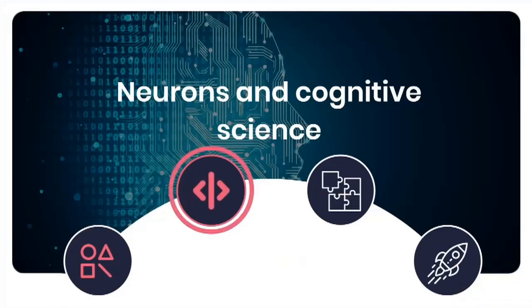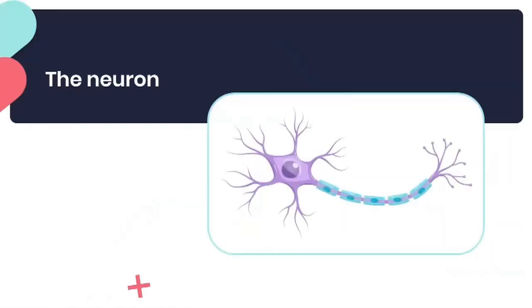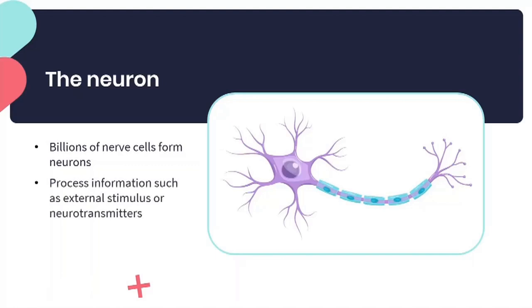Let's now look at the communication machines of our brain, neurons, and cognitive sciences that have been instrumental in understanding how we make decisions. The human brain has several nerve cells. In fact, we have roughly 86 billion connected nerve cells that together form neurons. Neurons are responsible for the processing of information. This information can come in various forms, such as processing of an external stimulus like touch or sound, or the facilitation of crucial neurotransmitters that enable learning and the formation of new memories.